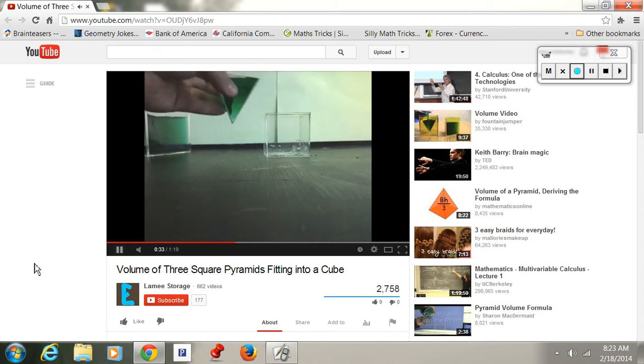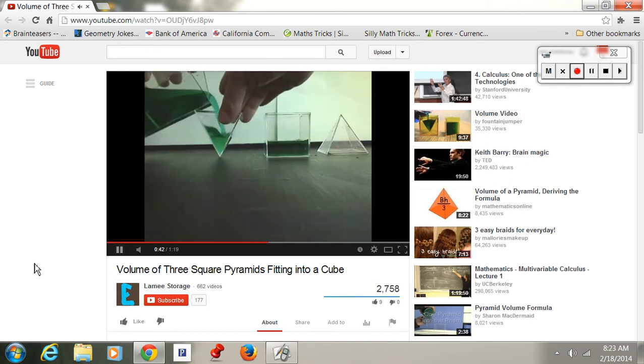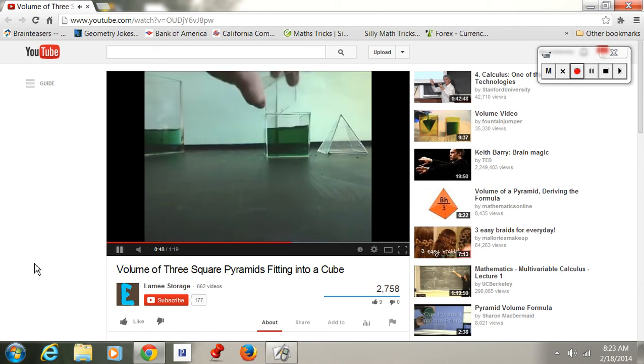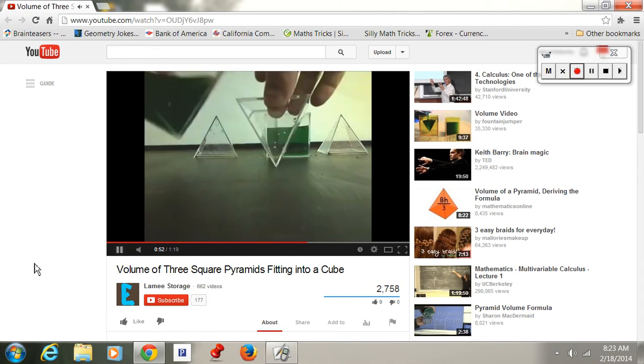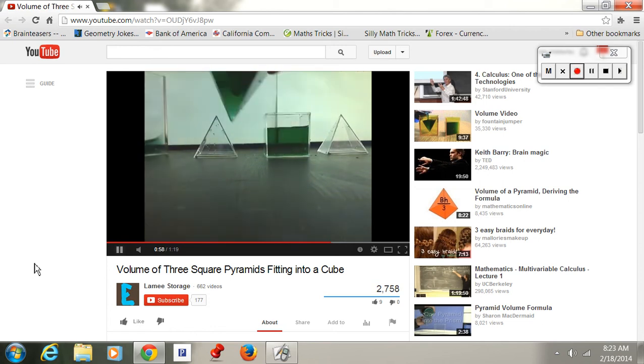So they fill up one pyramid and dump it in. And they fill up an identical pyramid, same exact pyramid. They fill it up. Pour that one into the cube or the prism. Might not actually be a cube, it might be a little taller than it is wide. Two of them go in. And your third one goes in.